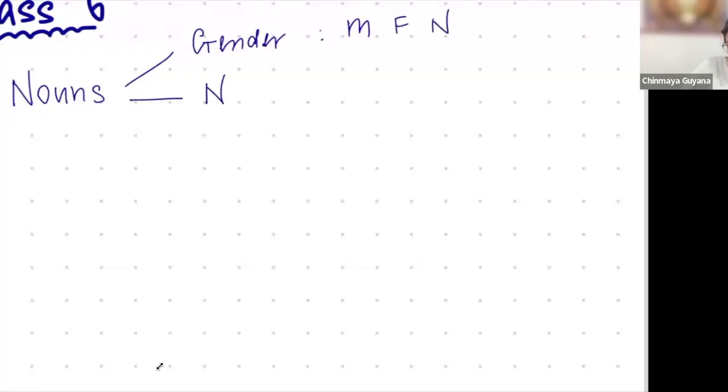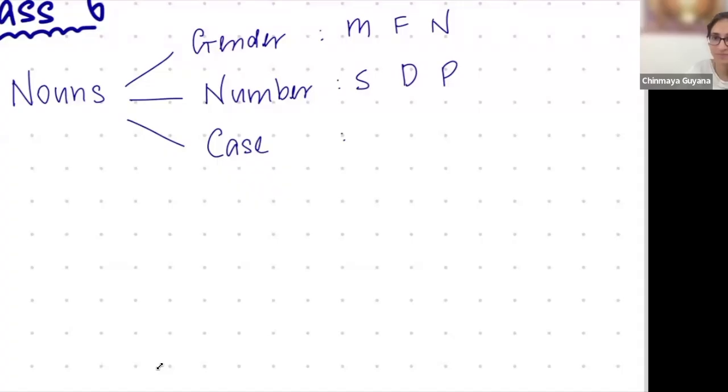So, a quick recap on nouns. Nouns have three characteristics in Sanskrit. The first one is gender. What are the genders? Masculine, feminine, neuter. Nouns also have number. What are the numbers? Not 1, 2, and 3. Singular, dual, and plural. And finally, nouns have case. How many cases are there? There are 8 cases.